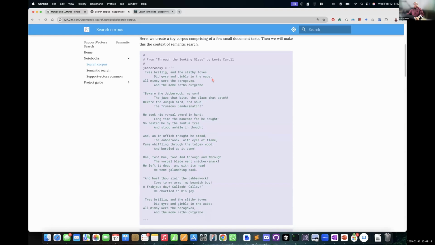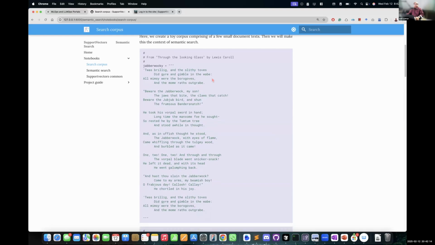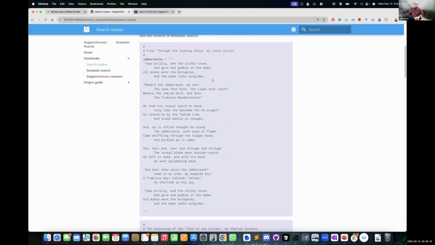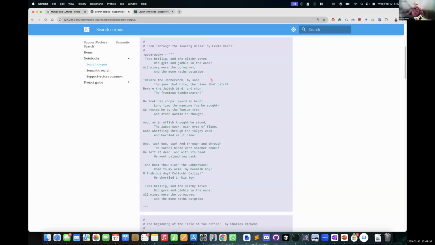One of them is Through the Looking Glass by Lewis Carroll, the Jabberwocky. This text has a unique quality to it. Not a word makes sense. Not a sentence makes sense. But if you sort of say it aloud, it all seems to make sense. It was brillig in the slithy toes, did gyre and gimble in the wave, and so forth.